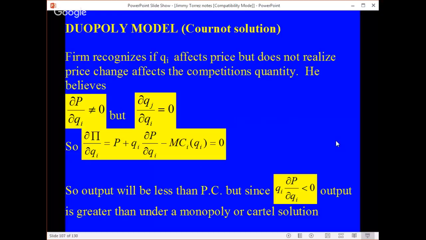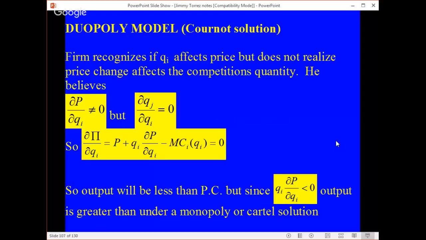So I know that my quantity affects price, the partial is not equal to 0. But I assume that when I change quantity, it doesn't affect the quantity of the other person. So I change quantity, it doesn't affect the quantity of J. Their quantity stays the same. So I can do a profit function. It's P plus QI times the partial of P with respect to QI, minus the marginal cost, and I set that equal to 0.